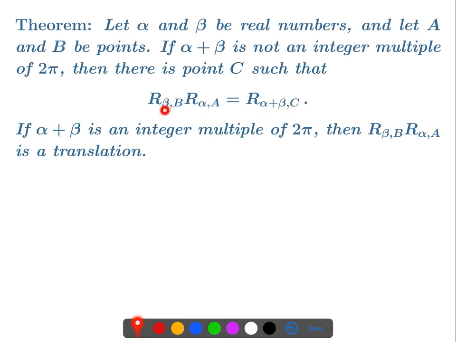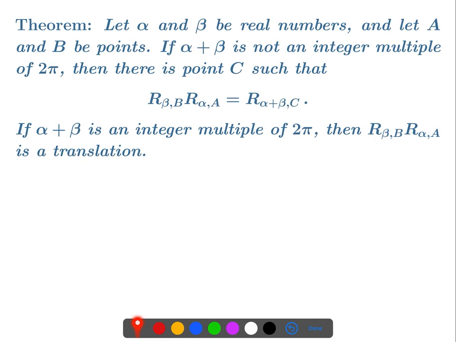So a product of two rotations gives me a rotation where the amount I'm rotating by, the angle, is the sum of the two angles of the two rotations we started with. Now this is true provided that alpha plus beta is not an integer multiple of 2 pi. If alpha plus beta is an integer multiple of 2 pi, then we want this product to be a translation. So that's something we also have to prove, that it ends up being a translation.